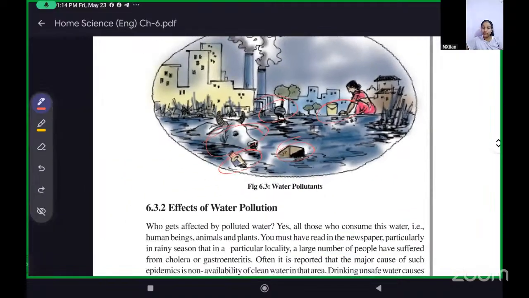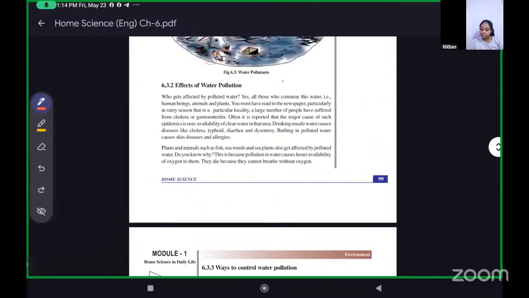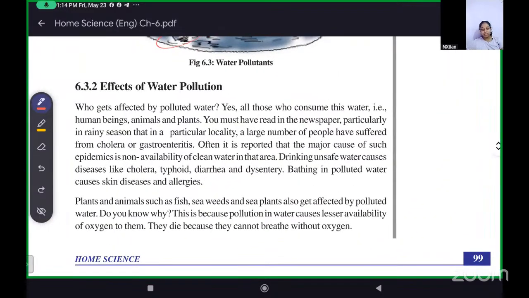Then what are the effects of water pollution? Who gets affected by water pollution or by polluted water? All of those people who consume this water, that is human beings, animals, and plants. You must have read in the newspaper, particularly in rainy season, that in a particular locality, a large number of people have suffered from cholera or gastroenteritis. Often, it is reported that the major cause of such epidemics is non-availability of clean water in that area.